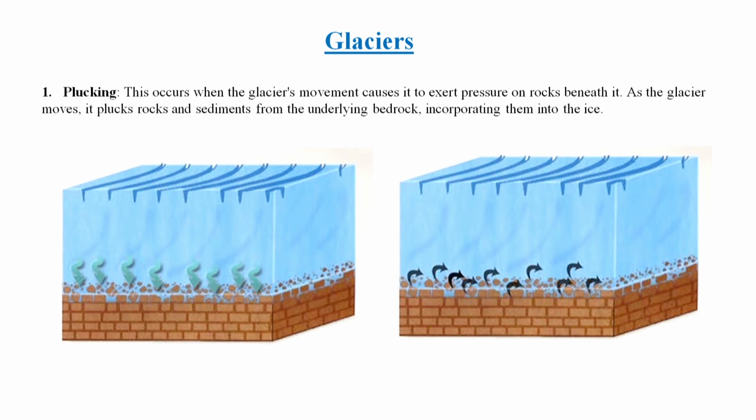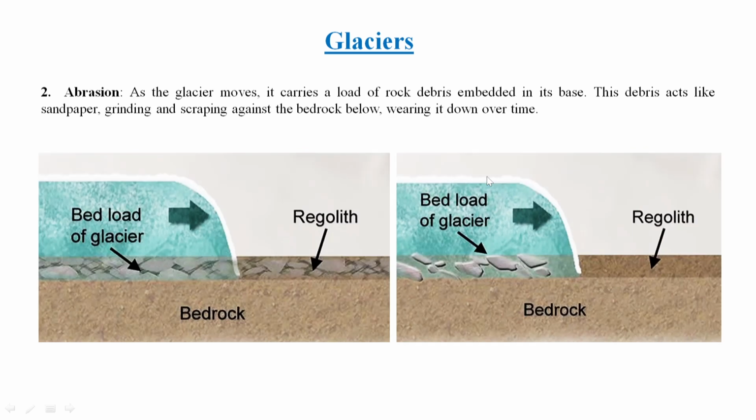So you can see, due to this plucking, it is simply plucking material from the bottom of the glacier. And always remember, these materials from plucking will be restricted to the lowest part of the glacier, and the sediments or rock will never come up to the upper part of the glacier. Then you have the process of abrasion.